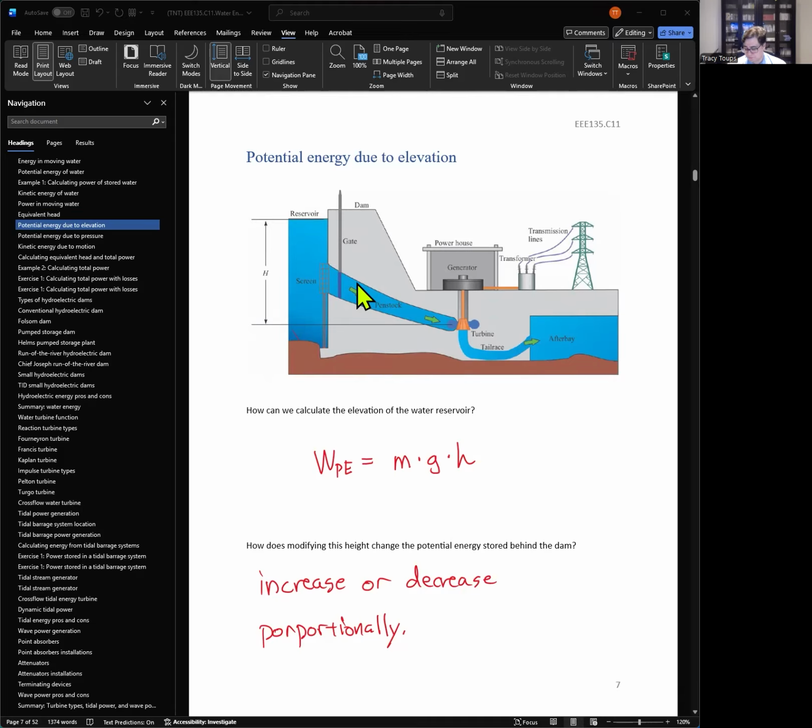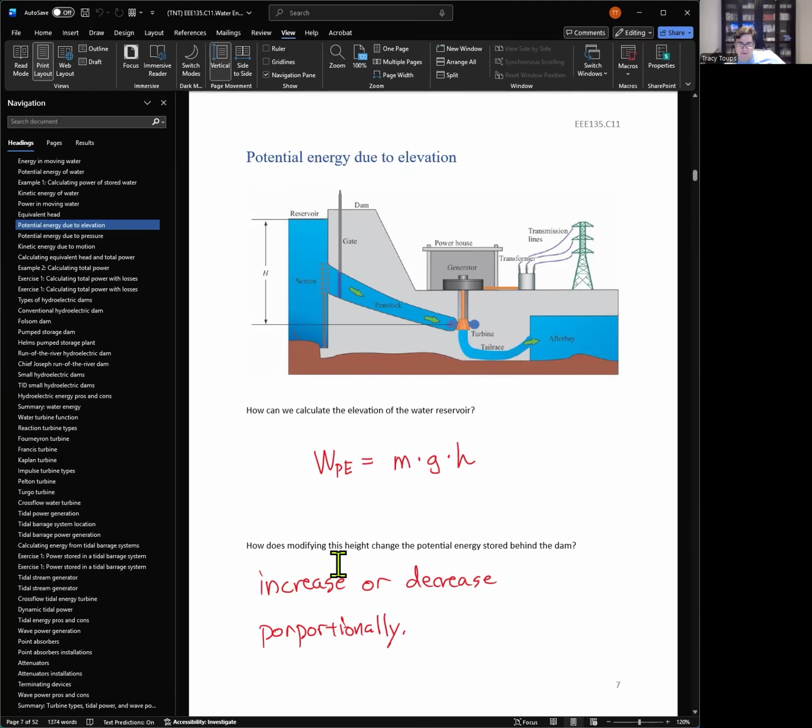So let's go through each one. Talk about the first one, potential energy due to elevation. This is very simple. You get your height difference between where the water hits the turbine and releases its energy here, and the very top of the reservoir. That height difference, you plug into your standard potential energy formula, which is energy equals mass times gravity times height. You know the mass of the whole reservoir, you could calculate that. You know gravity, that's a constant, and you know the height, you could figure that out.